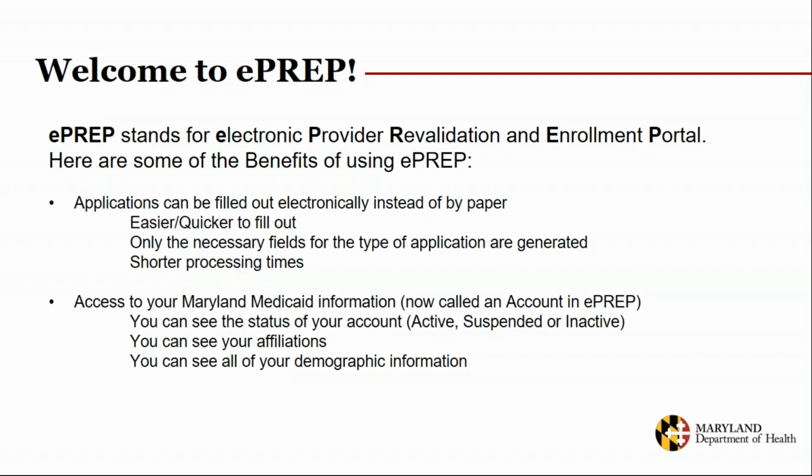We equally have access to Maryland Medicaid information on ePREP, and you should be able to see the status of your account and equally check on your affiliations. And with ePREP, you should now be able to see all your demographic information, basically everything that the state has on you for Medicaid, like your address, your Medicaid number, and NPIs. We can now find all of that on ePREP, which is really, really good.